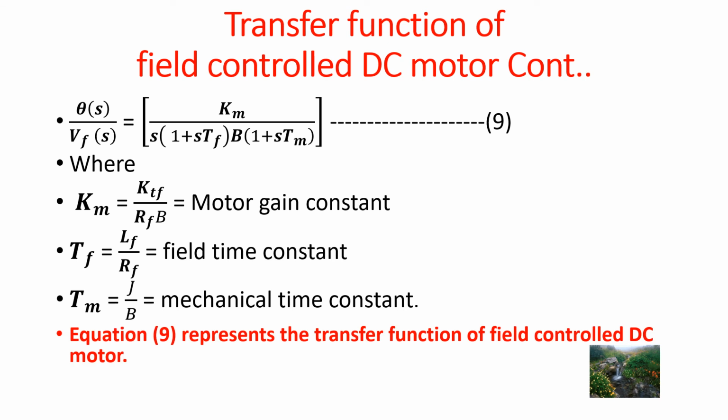Equation 9 represents the transfer function of the field controlled DC motor. In general, transfer function is the ratio of the Laplace transform of the output variable to the Laplace transform of the input variable. For the field controlled DC motor, the Laplace transform of the output variable is theta(s). Similarly, the Laplace transform of the input variable is V_f(s). Therefore, we have obtained the transfer function of the field controlled DC motor as theta(s) divided by V_f(s). This is indicated in equation 9.